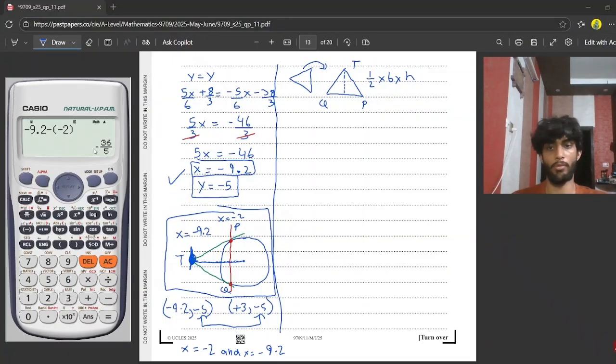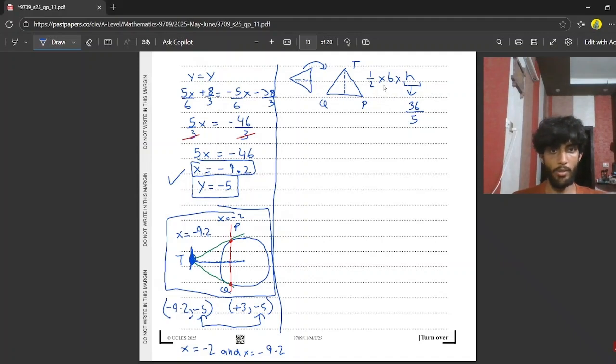But I don't want that negative, right? Because that negative just means I'm going left. From -2, I'm going this much to the left, and then I end up at -9/2. But I don't want the negative when I'm finding area. So I found this part, which I'm calling the height. It's 36 over 5.